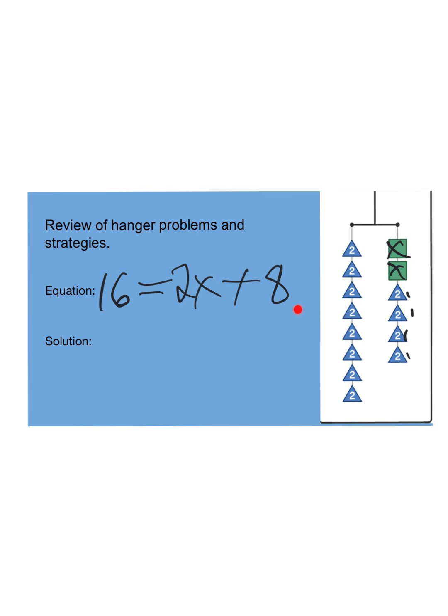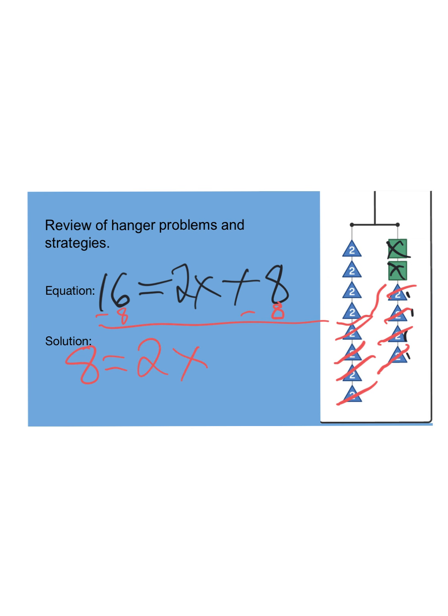All right, how can I solve this? You guys are really good at this. In class today, kids said, well, I cross stuff off. Cross off these. If you cross that off, it's like subtracting 8, and 16 minus 8 is 8, and 8 equals 2 X's.